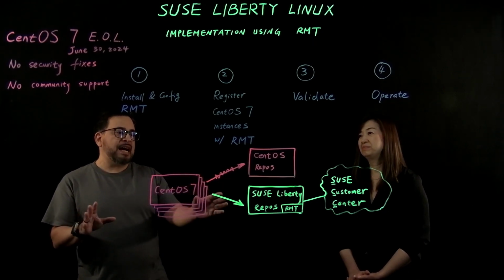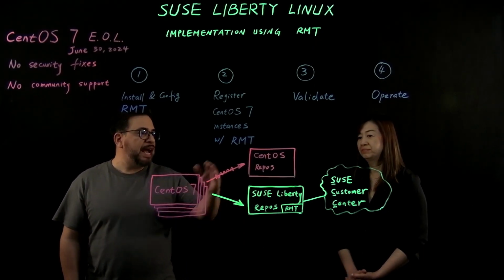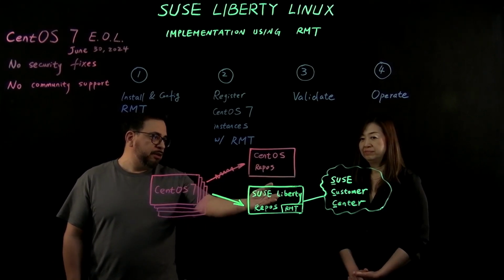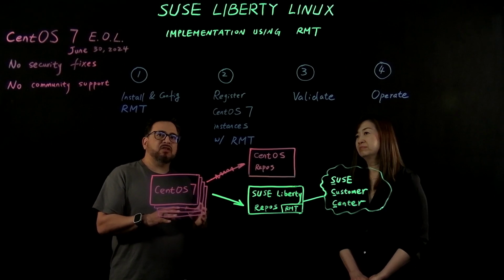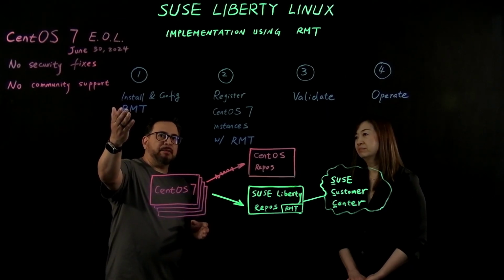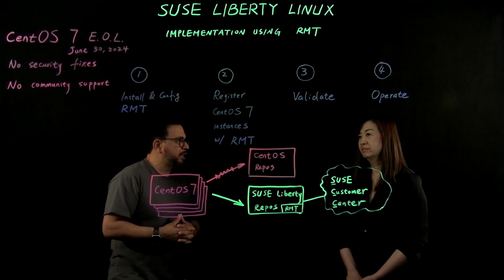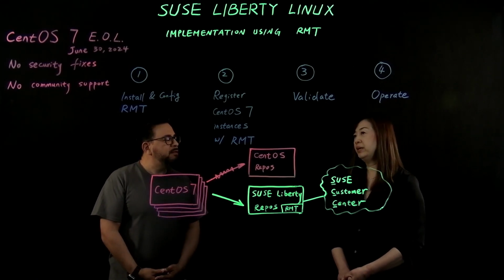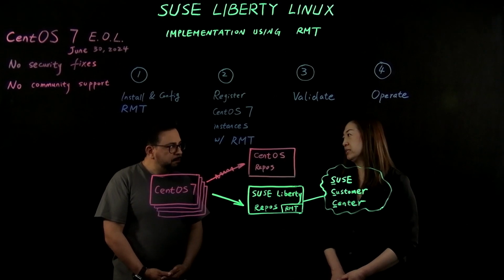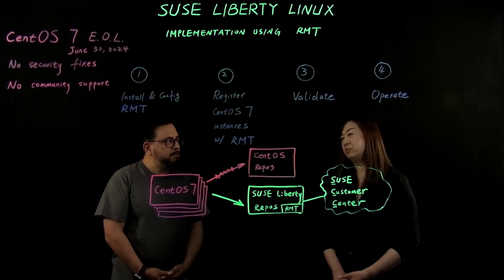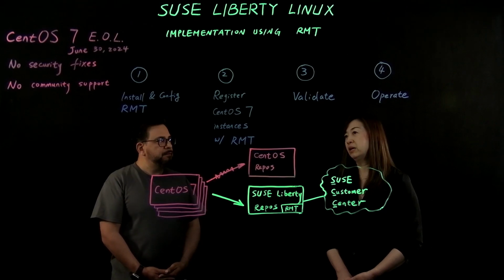So in pointing this out, the SUSE Liberty repo server, the RMT server, will need to have a connection to the internet to connect to SUSE Customer Center. What does that server look like? Looking at item number 1, when we install and configure RMT, what type of size are we looking at? It's a very lightweight server. You can launch a small EC2 instance. The minimal requirement is 2 virtual CPUs and 2 GB RAM.